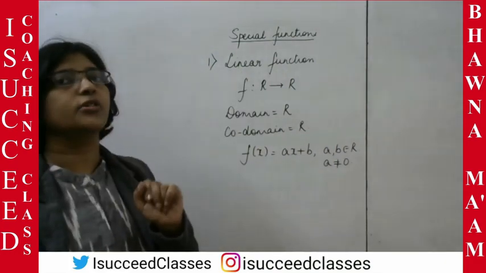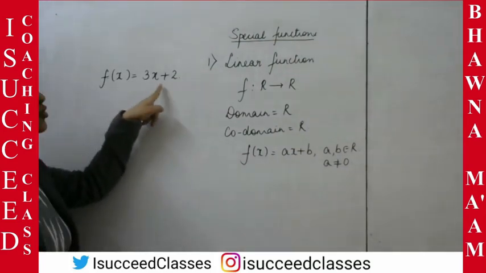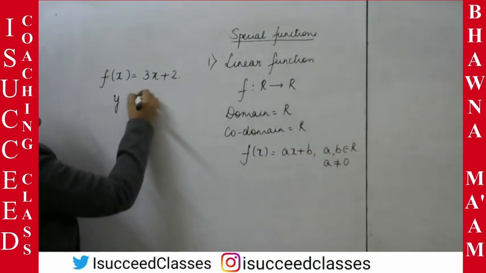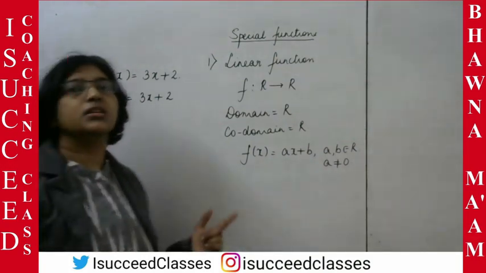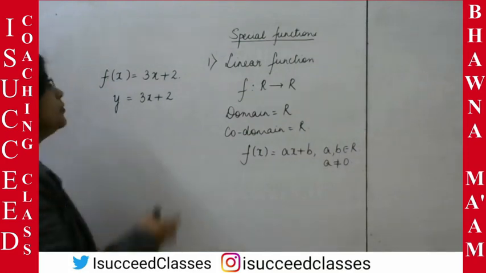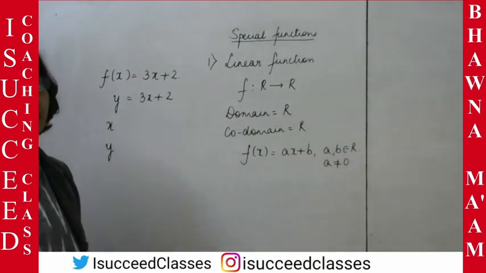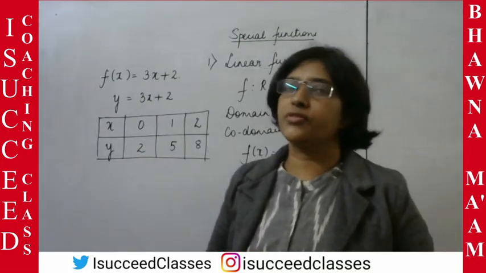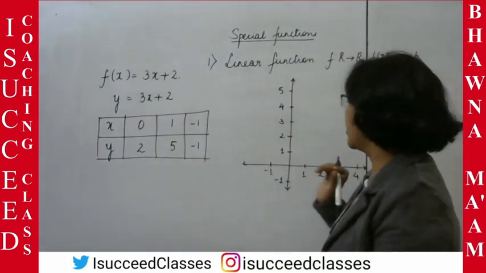Let's take one particular example of this kind. Suppose we take f of x is equal to 3x plus 2. We know that f of x is y, and when we have written this, we immediately realize it is the equation of y. And how do we find the values? Let's take different values of x and find the values of y. Now let's trace the graph of this function. I have taken a few values here. Let's plot the graph.